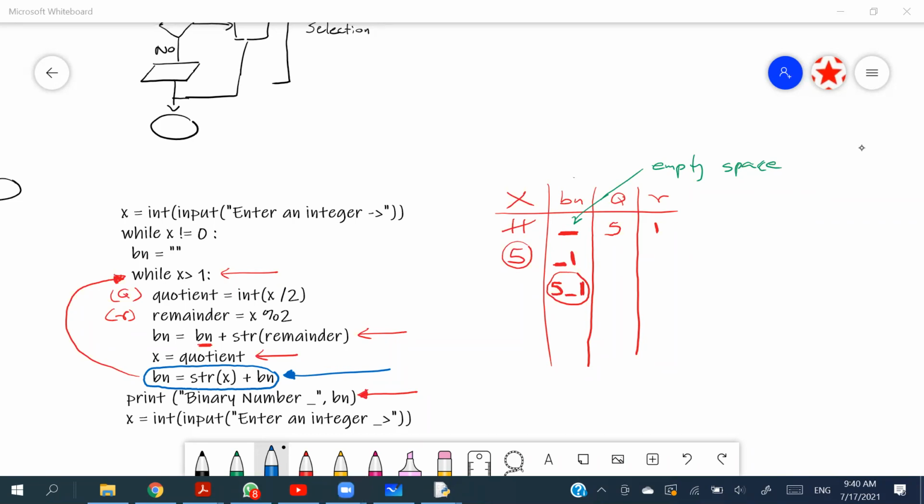So what we have to do is we are going to take it out from the while loop, right?